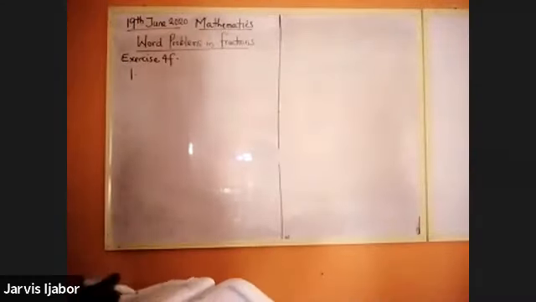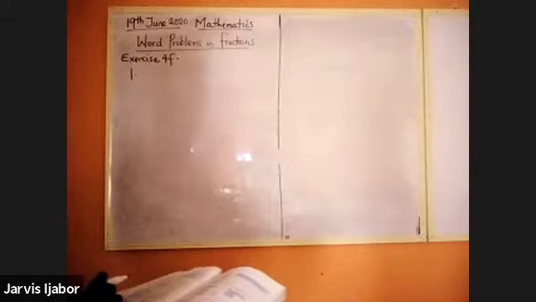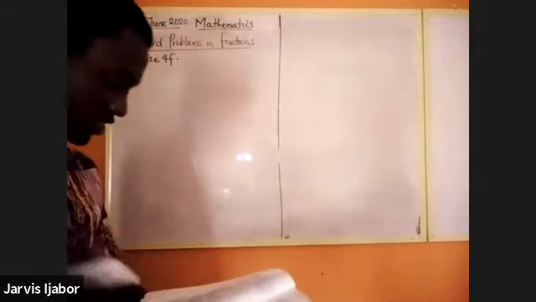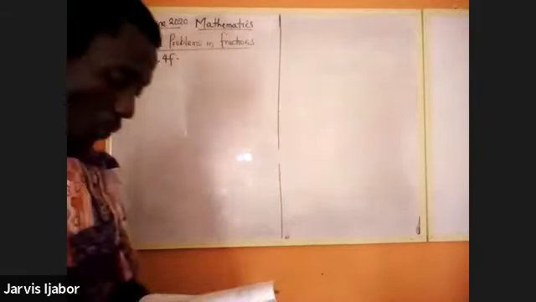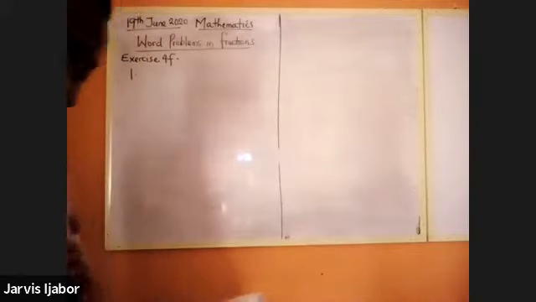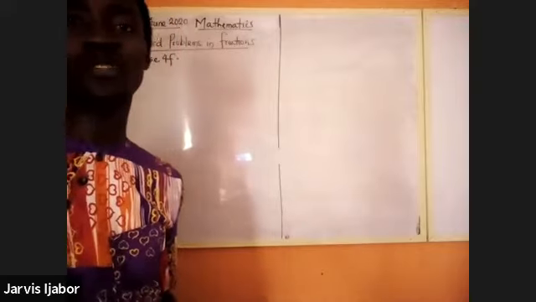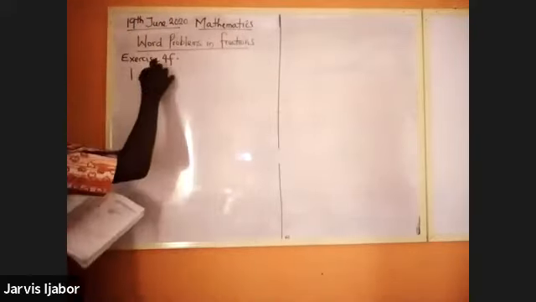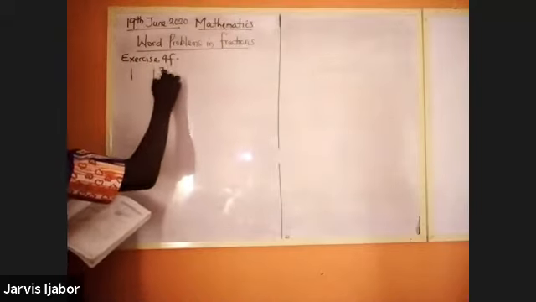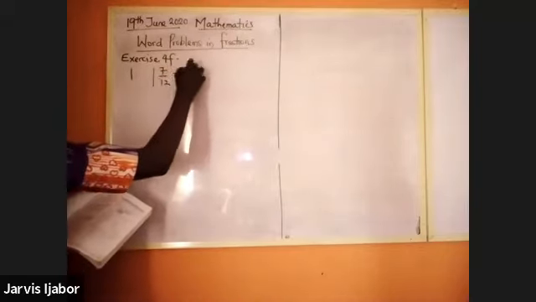Word problem in fractions, and then exercise 4F, number 1. It says, what is the sum of 1 whole number 7/12 and 3 whole number 5/8? We know that sum suggests addition, so it will simply be 1 7/12 plus 3 5/8.